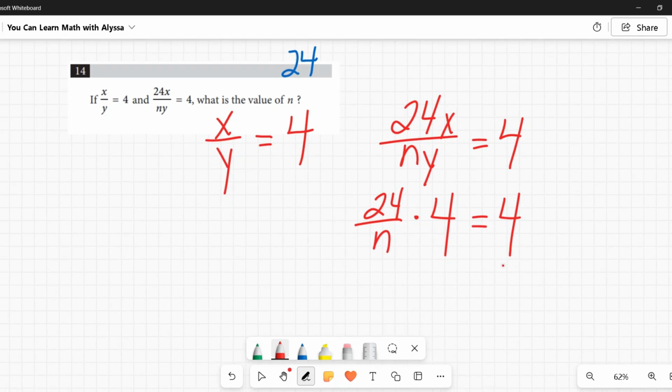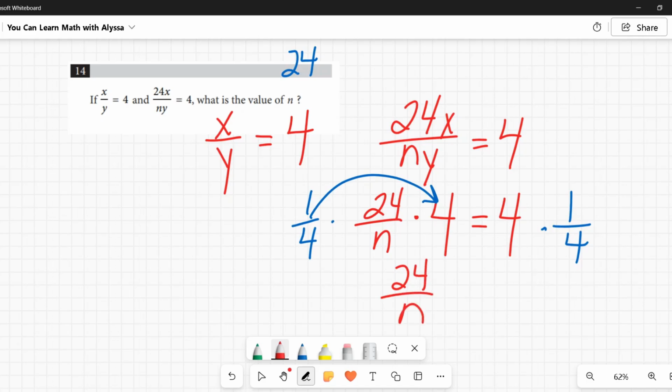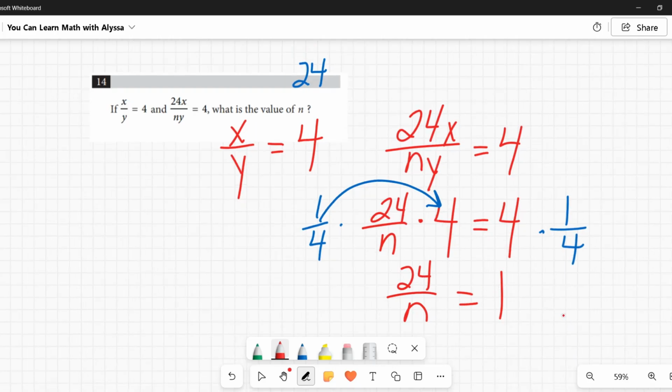Now I want to get 24 over n by itself, so I'm going to divide both sides by 4, or because we already have a fraction here and it's going to look a little odd, I'm going to multiply both sides by 1/4. That is the same difference as dividing by 4. So on the left, I'm going to multiply that 1/4 times 4, because the commutative property of multiplication means I can change the order. So 1/4 times 4 is 1, and I'm just left with 24 over n times 1, or 24 over n. And on the right, 4 times 1/4 is 1. So now I have 24 over n equals 1.